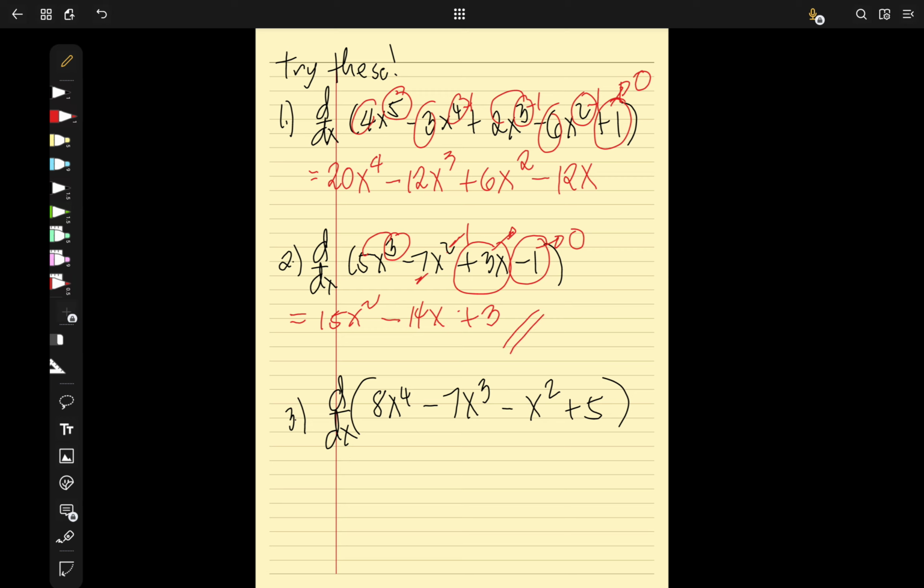Number 3, we will have 4 times 8, 32 x to the 4 minus 1, cube, minus 3 times 7, 21 x to the 3 minus 1, squared, minus 2 times 1, 2 x to the 2 minus 1, 1. Then the derivative of 5 is 0. And that is your derivative. So ganyan lang dapat kabilis kaya nyo siyang sagutan agad-agad.